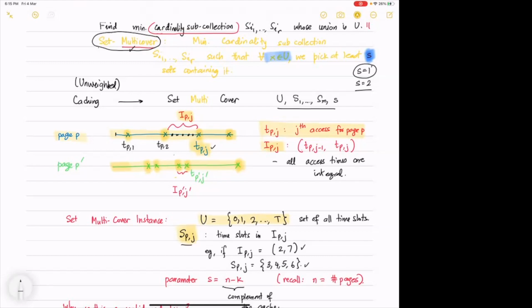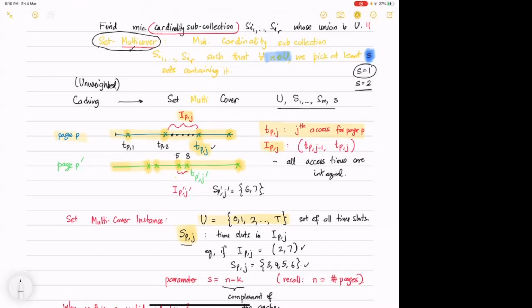So far so good. The way to think of this is that in the description of SP,J, the P goes away. For example, if this time was 5 and this was 8, then this SP prime,J prime would be 6, 7. So these are the sets. Each subset is just an interval of time slots.